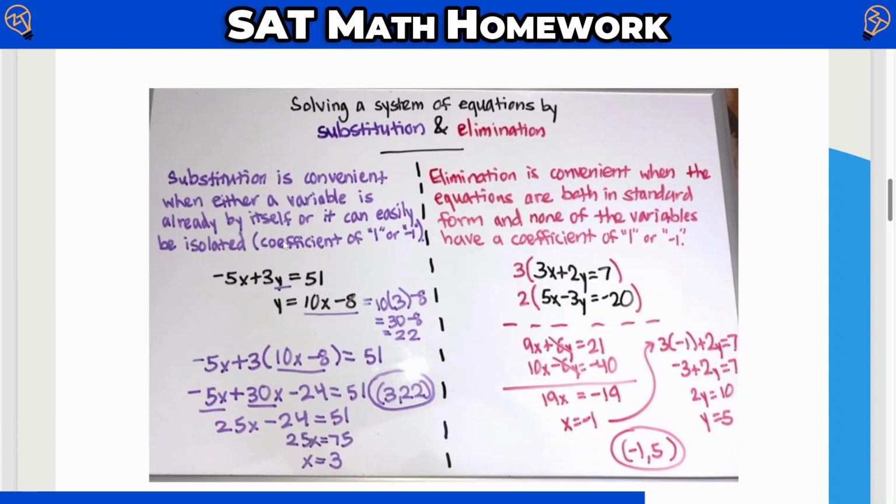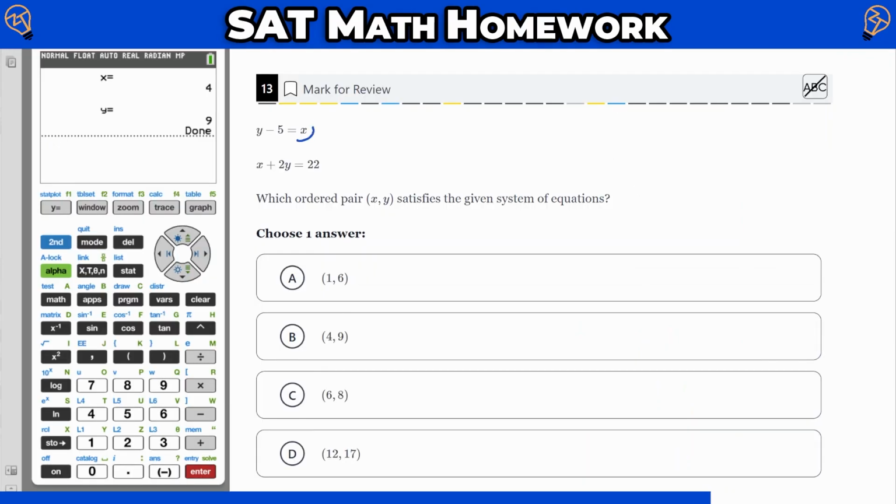Now, substitution is really convenient if either a variable is already isolated, like in this case, y is by itself, or if one of the coefficients is 1 or -1, so you can pretty easily isolate it. Whereas elimination is convenient when either they're both in standard form or none of the coefficients are 1 or -1 because that'll produce fractions when you try to isolate that one variable. Well, notice in our case, we do have x isolated in this top equation, so I would definitely do substitution. And since x is equal to y minus 5, we're going to go ahead into this other equation, and everywhere there's an x, I'm going to replace it with y minus 5. And then we still have the plus 2y and the equals 22 that were in the rest of the equation.